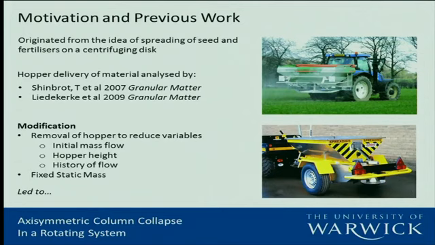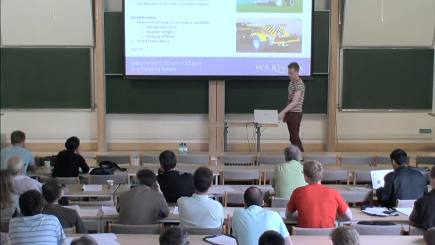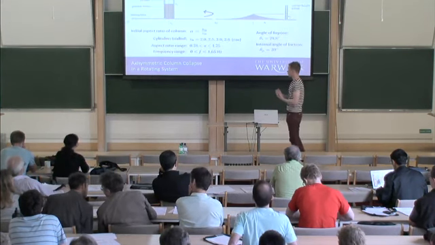It originated from the idea of spreading seed and fertilizers on a field. For example, on the back of a tractor, you have this hopper and centrifuging disc arrangement. Material is fed in, lands on the centrifuging disc, and is spread out. This hopper delivery system has been analysed previously by authors such as Schimbrot and Lillikerker, but I've taken a slight modification of it so I could analyse the flow. So I switched to an initial fixed static mass, removing the initial mass flow, the hopper height, and the history of the flow. And this led to the current arrangement.